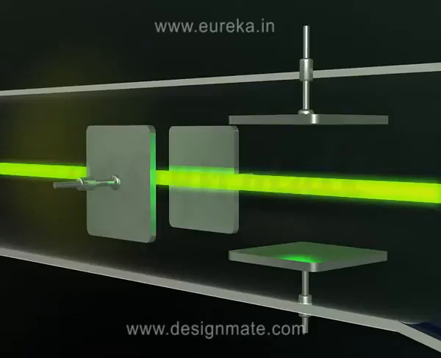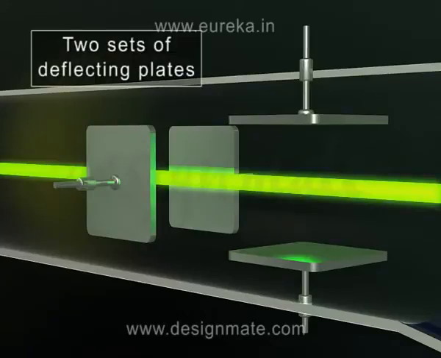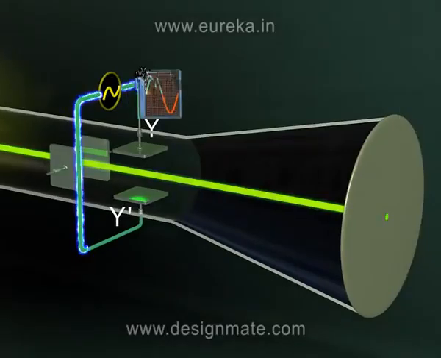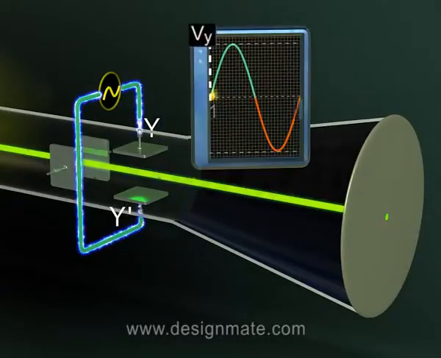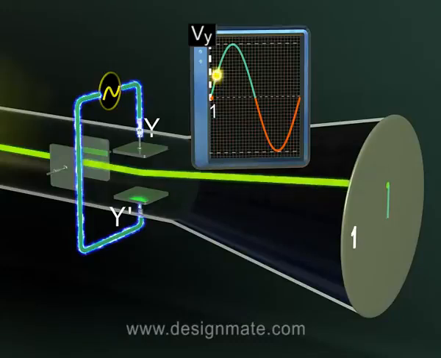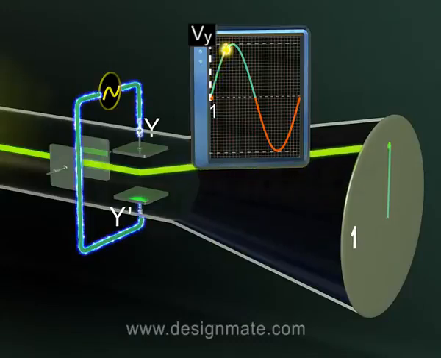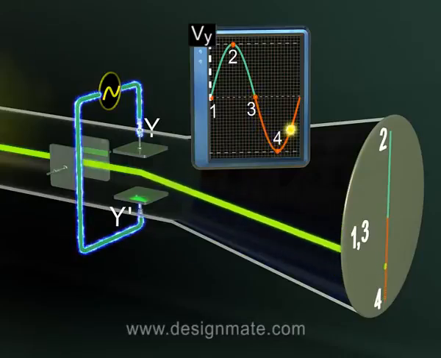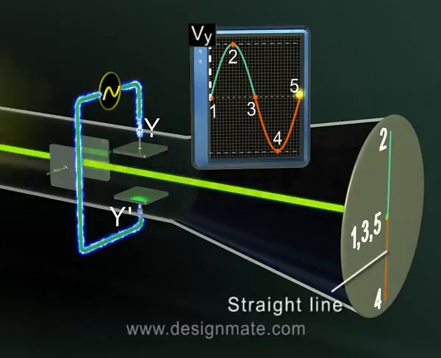Deflecting system. There are two sets of deflecting plates. When a potential difference is applied to Y-Y' plates, it deflects the beam in the vertical plane. As a result, the spotlight moves vertically up and down in response to the applied voltage, and it traces out a straight line on the screen.